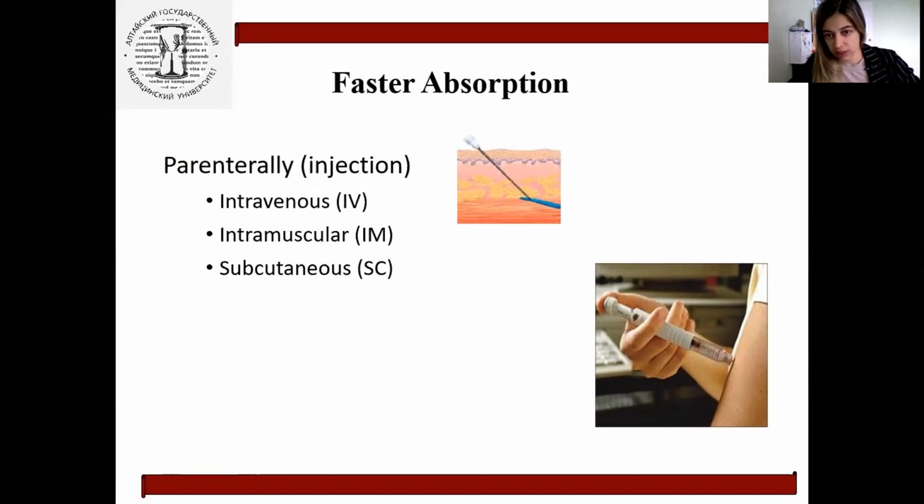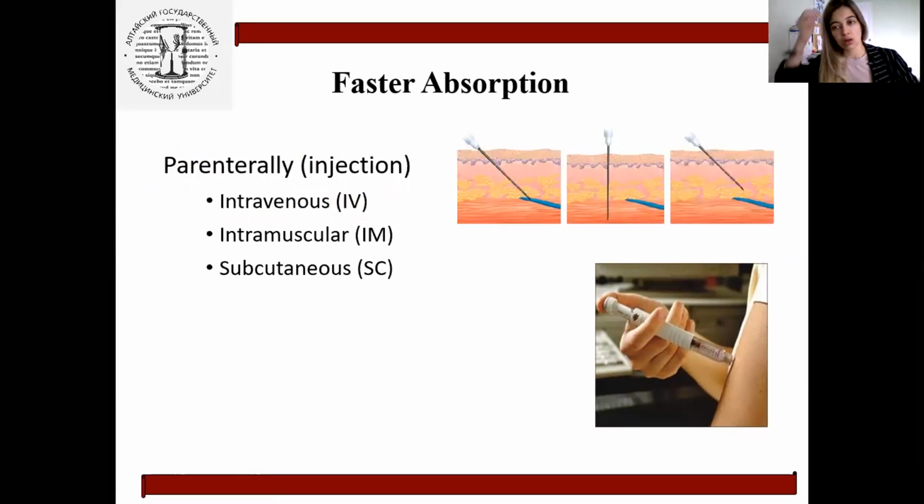This is the intravenous injection, when you directly give the drug in the blood. This is the quickest, the fastest absorption. Actually, we don't even have to absorb because the drug directly goes to the blood. This is intramuscular administration, in which the drug goes to the muscle and from the muscle is absorbed to the blood.